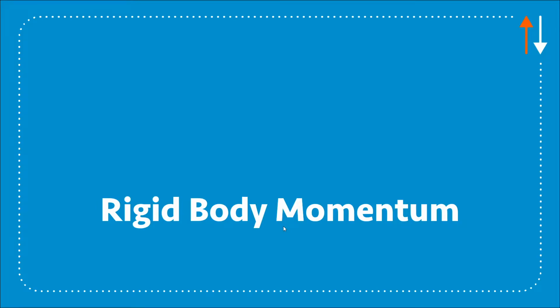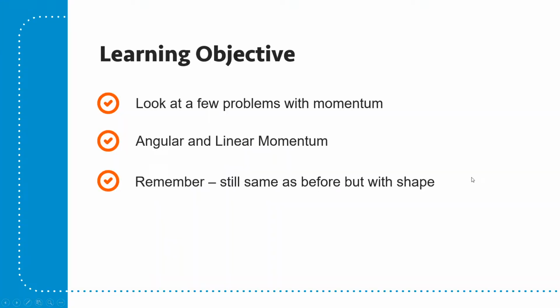So what we're going to talk about today in this video is rigid body momentum. You've already dealt with it with particles, and in particles we worried about momentum associated with just mass, but now it's mass and shape. So I'll do about 4 examples that I think are kind of helpful. Look at a few problems with momentum, angular and linear momentum, of course.